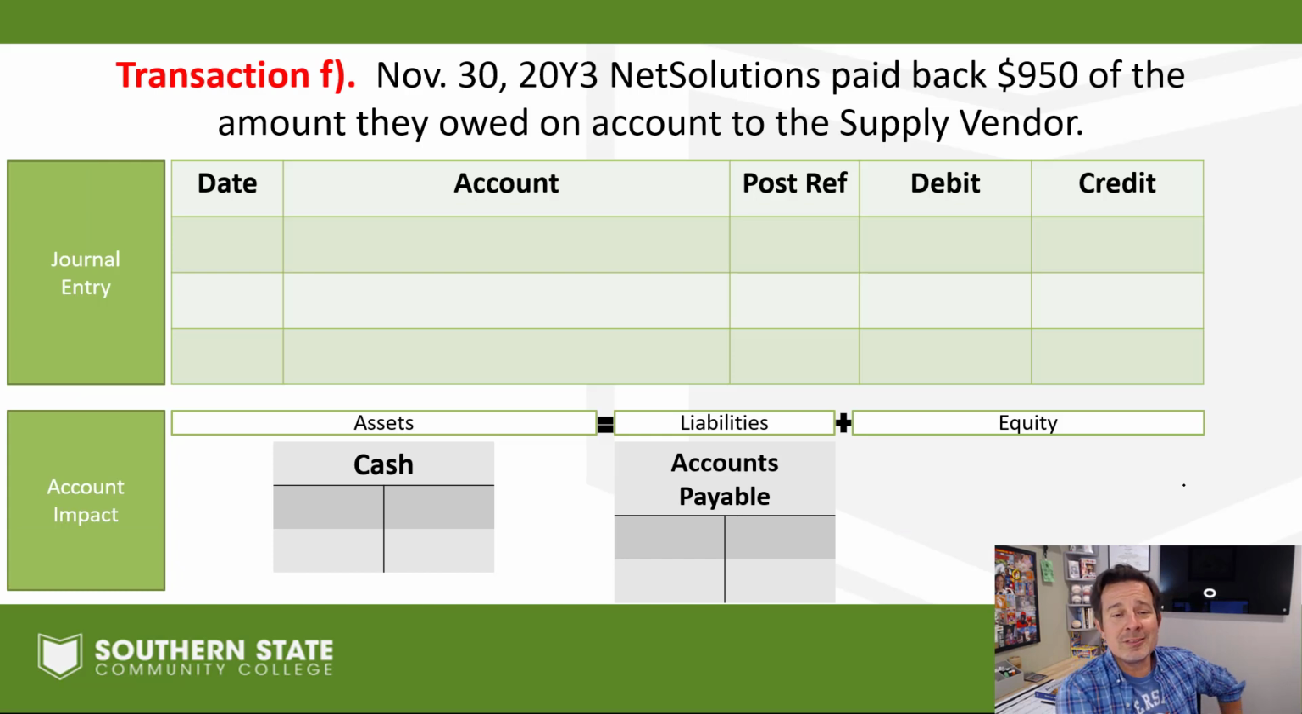Another entry, Net Solutions paid back $950 of the amount they owed on account to the supply vendor. Remember, we owed $1,350. That's what we owed. I'm going to just go ahead and put that right there. That's where we started. We owed $1,350. Now we're paying back $950 of what we owed. You need to make an entry for that.